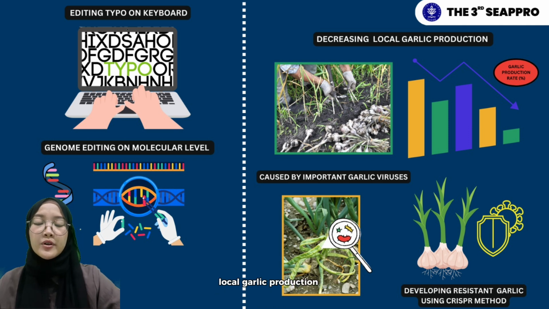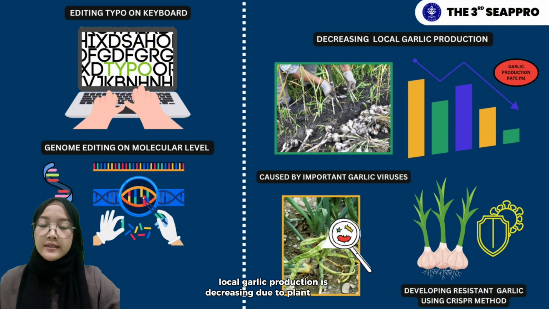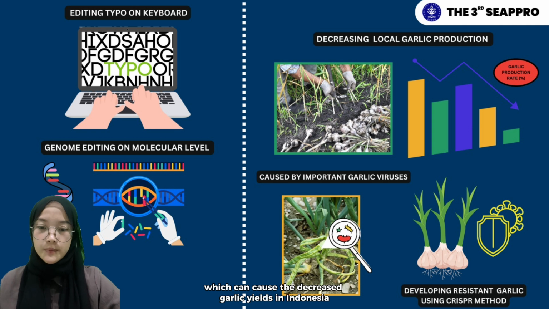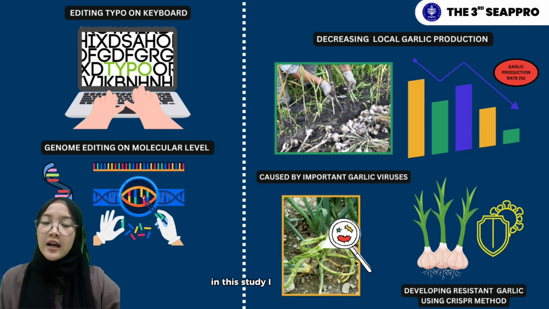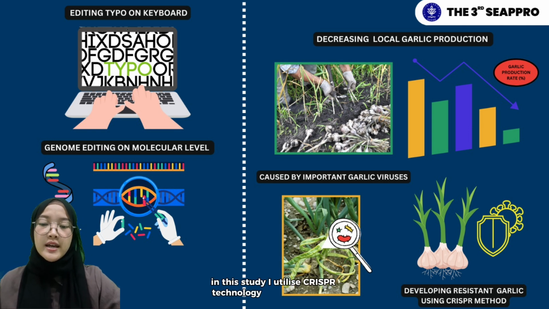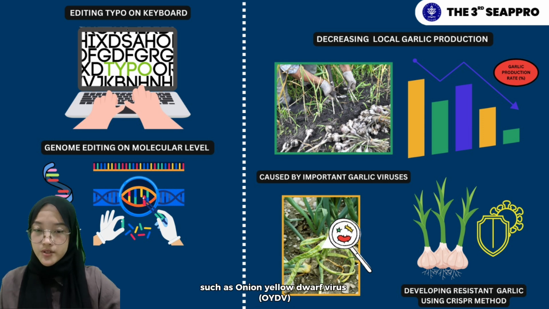However, local garlic production is decreasing due to plant health issues, especially plant viruses, which can cause decreased garlic yields in Indonesia. In this study, I utilized CRISPR technology as a gene therapy approach against important viruses in garlic, such as Onion Yellow Dwarf Virus or OYDV.